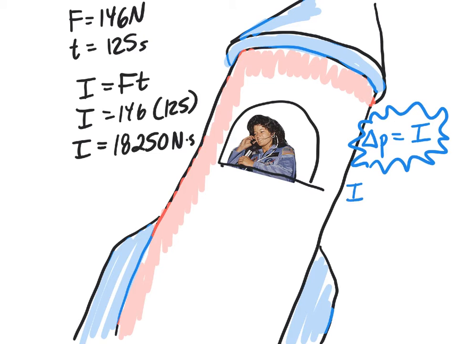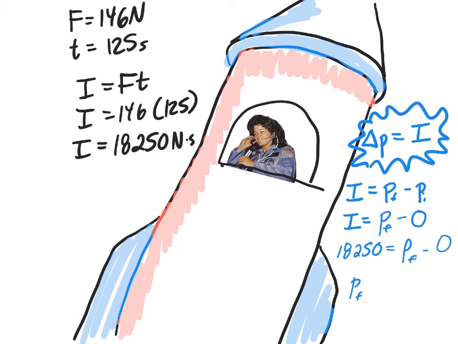Well, impulse is equal to change in momentum, which is P final minus P initial. So impulse is equal to, well, her initial momentum, she's starting from rest. So we're going to have 0 here. And we don't know her final momentum when she's really booking it. So we have 18250 for her impulse. We don't know P final, minus 0. So what's her final momentum going to be?